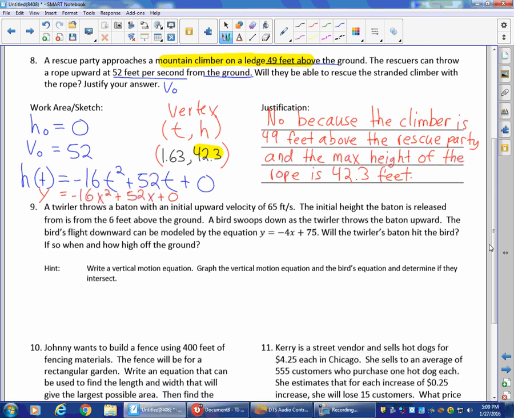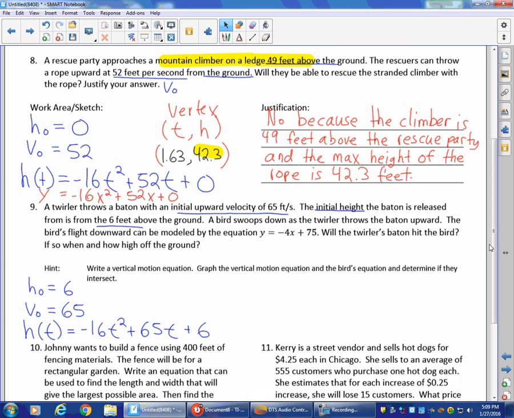Now this one starts to follow the same pattern. They give me an initial velocity upward. They give me an initial height that the baton is released from. So I know my h naught is the initial height. I know my velocity is a feet per second. They even say velocity here. And so we can write our equation. So negative 16t squared, the effect of gravity pulling down in feet per second squared, plus our velocity times the time, plus 6.